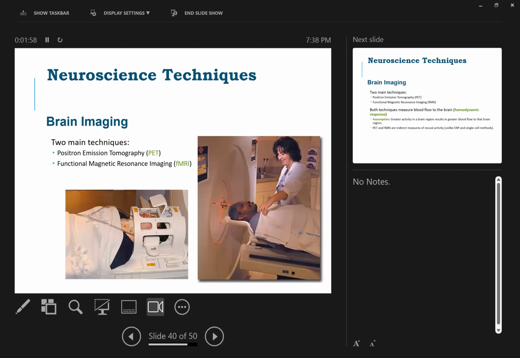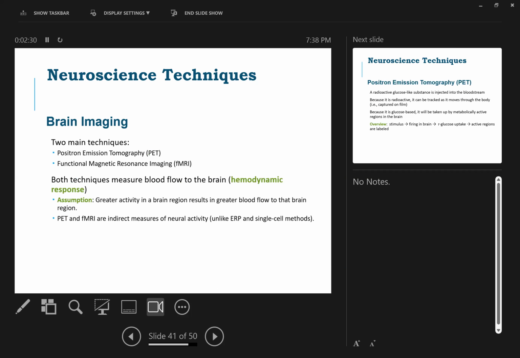Okay, so brain imaging, there are two popular brain imaging methods. You may have heard of them. One of them is PET, positron emission tomography, and the other one is functional magnetic resonance imaging, or fMRI, which is a variation of magnetic resonance imaging, which is MRI. And they really basically measure the brain activity, but not in a direct way. What they actually measure is the hemodynamic response.